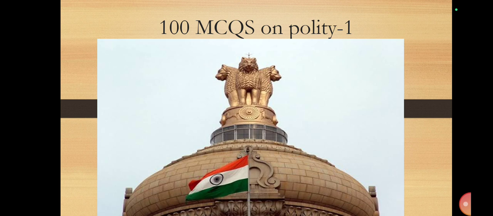Question number 100. Who among the following recommends to the Parliament for the abolition of the legislative council in the state? Answer. The legislative assembly of the concerned state. Under Article 169.